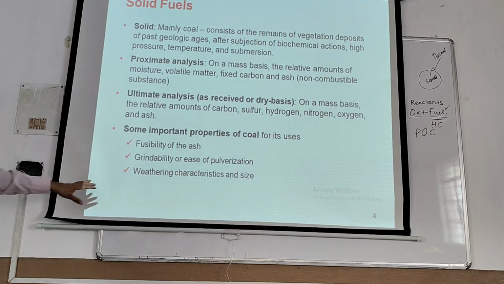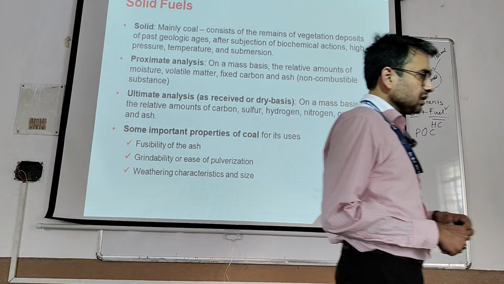And weathering characteristics and size. Size is also important, and depending on the weather, you must have it easily weatherable. So that is the thing.